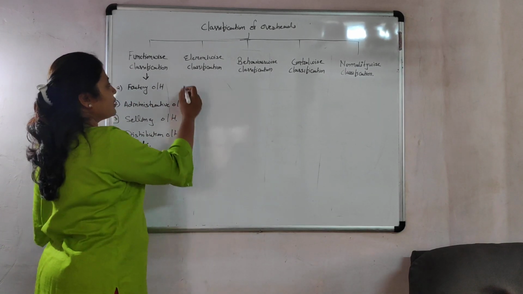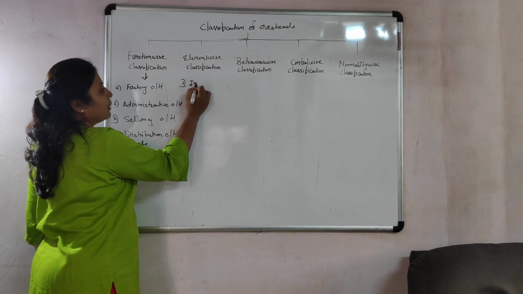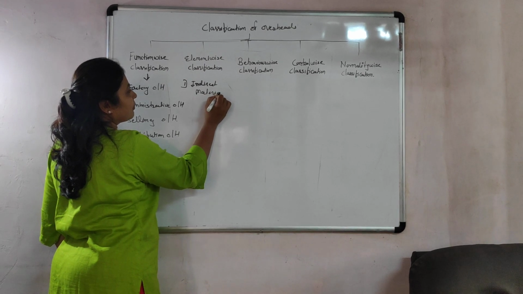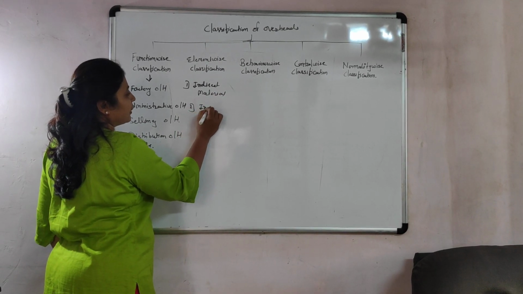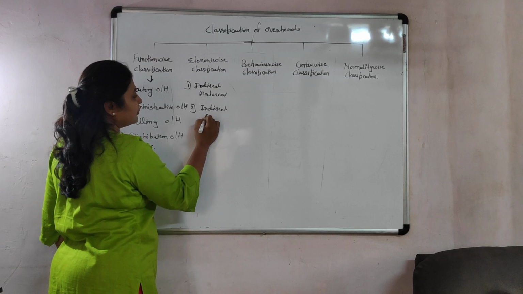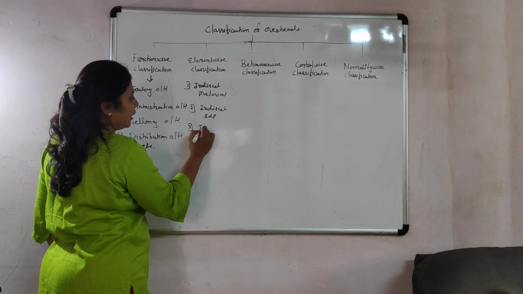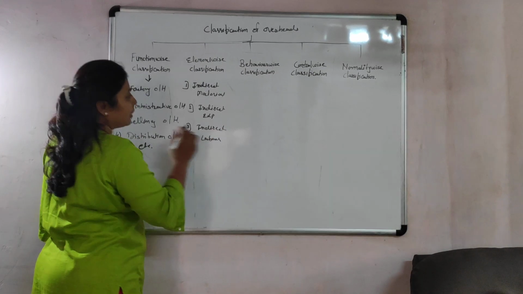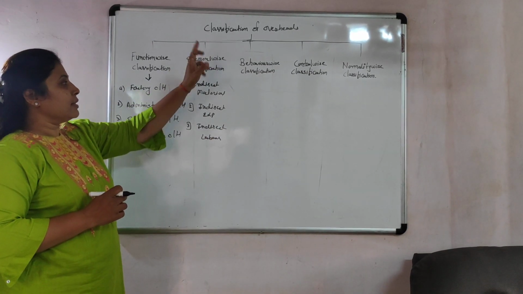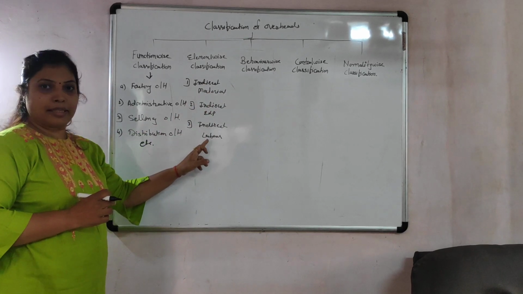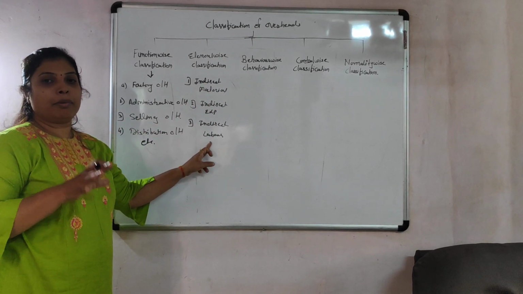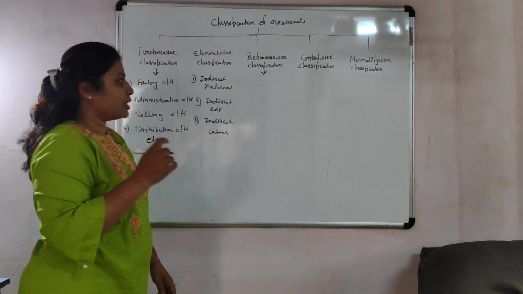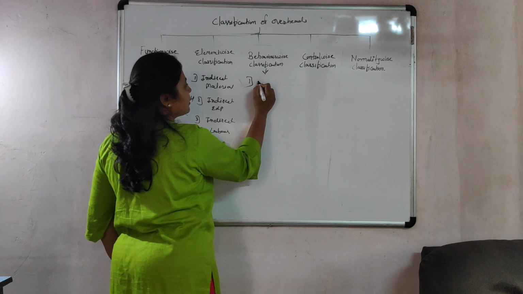Element-wise classification is also divided into 3 parts. Indirect material, second one is indirect expenses, third one is indirect labor. There are 3 elements of overheads, that is indirect material, expenses and labor, that is the main part of overheads.